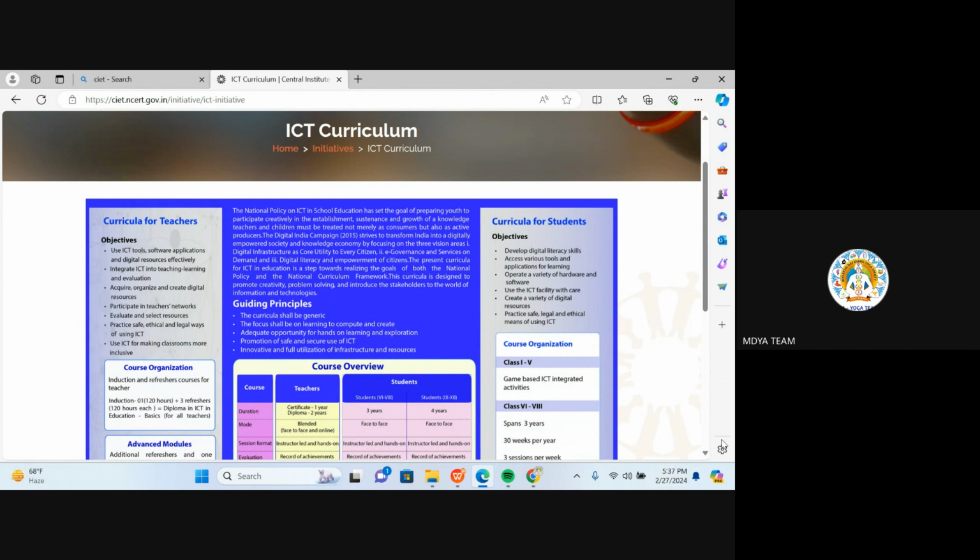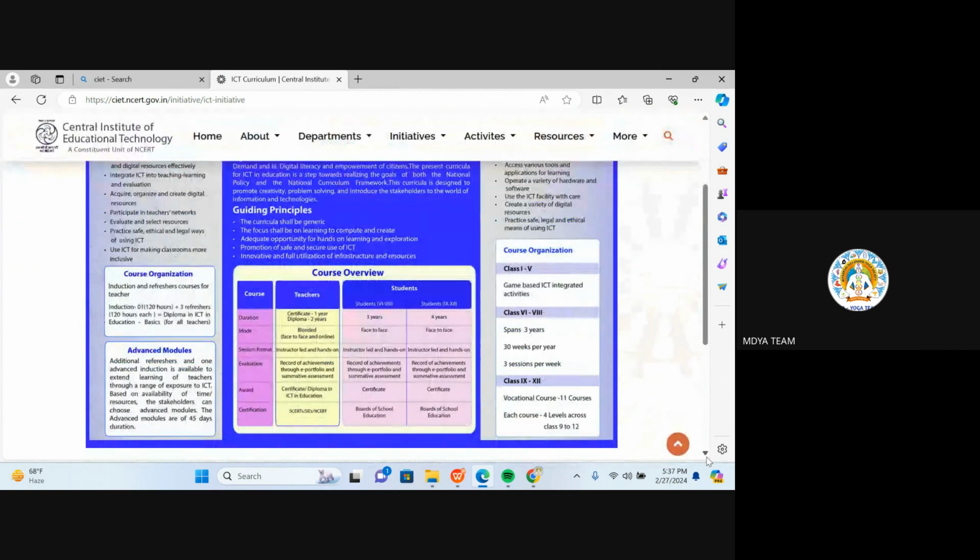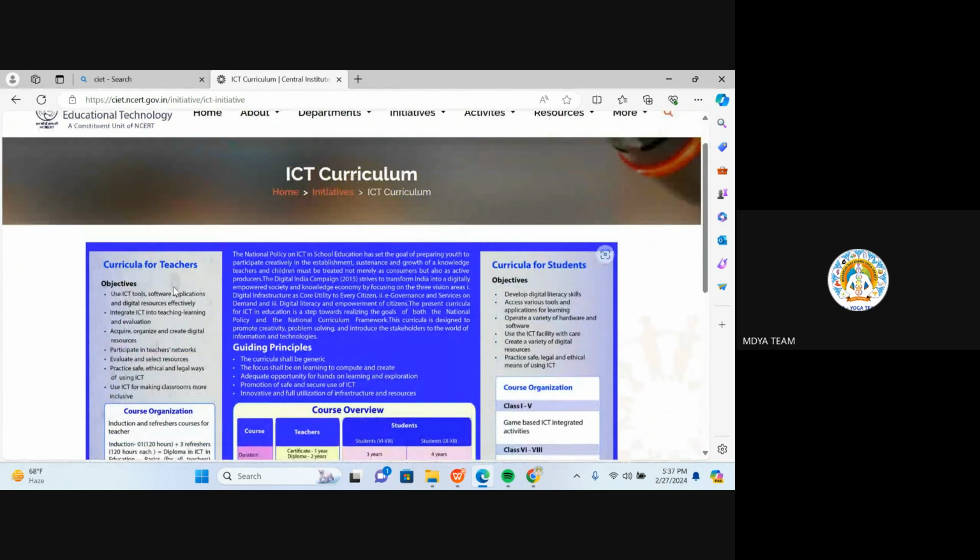This course comes under classes 1 to 12. And the curriculum for the teachers is to use ICT tools, software applications and digital resources effectively, same as the students, and integrate ICT in teaching. The teachers have to use ICT in teaching, learning and evaluation, and acquire, organize and create digital resources.